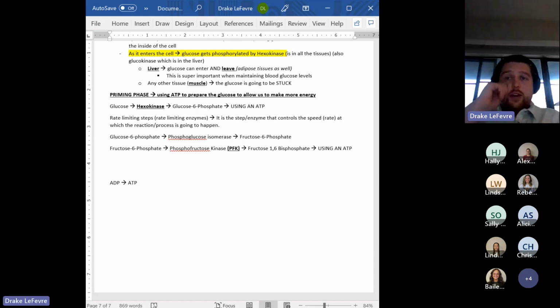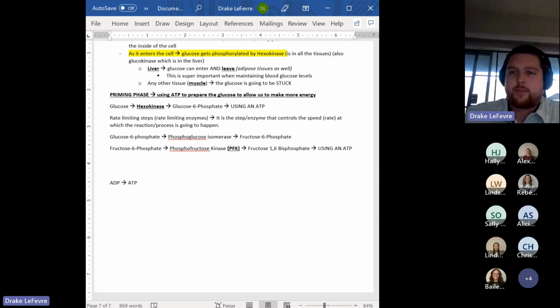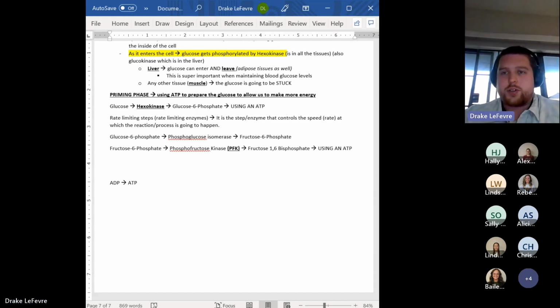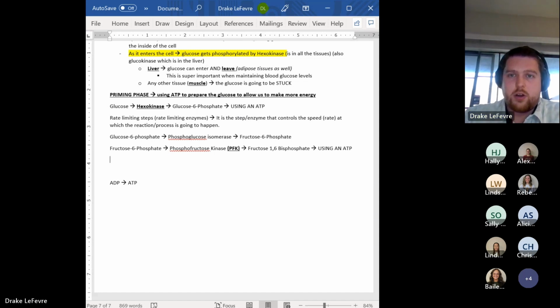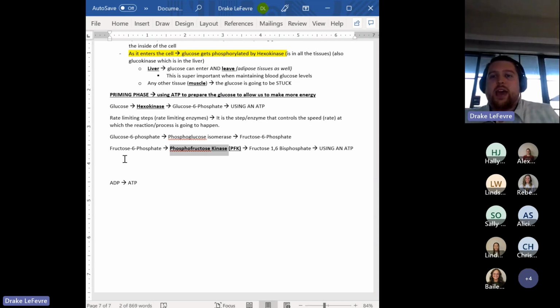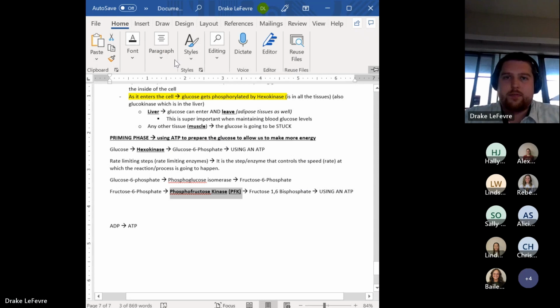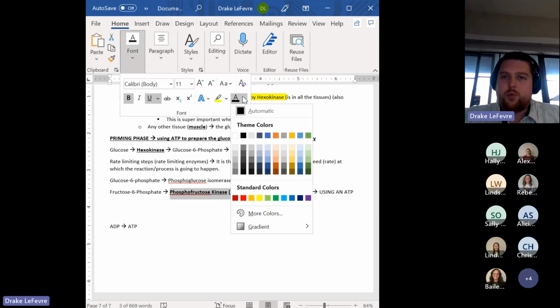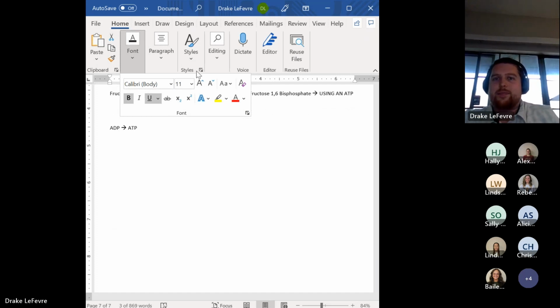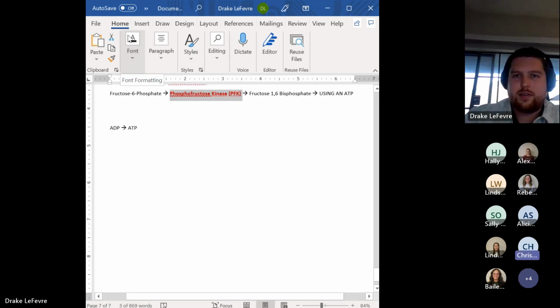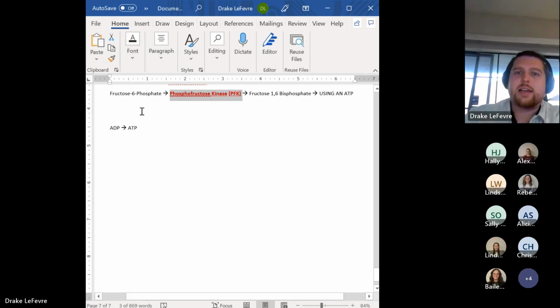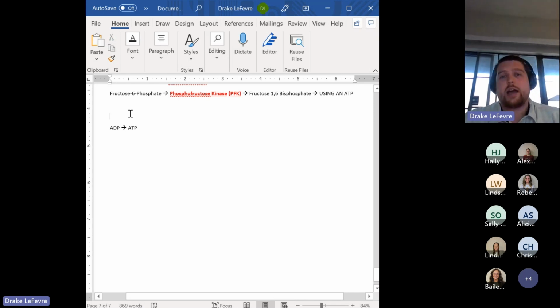So another quick note about this PFK, and also comparing it again to our hexokinase. Our PFK is going to be another rate limiting step. And who in their own words can tell me what a rate limiting step is? Is it like just basically saying that it can be inhibited or stimulated? Exactly. It's the point of control for the reaction.